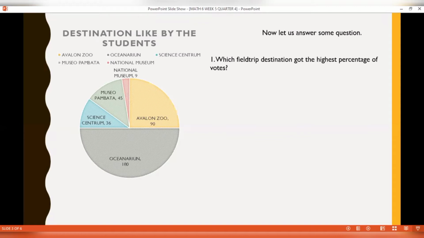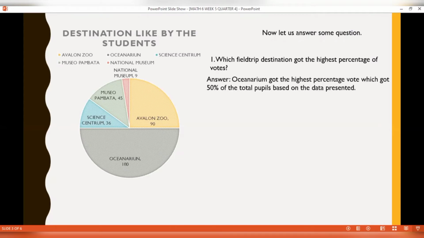Which field trip destination got the highest percentage of votes? Alin ba yung nakakuha ng pinakamalaking vote? Kahit hindi natin alam yung percentage, basta tingnan nyo yung inyong circle graph, alam nyo agad kung alin ang nakakuha ng malaking percentage. And that is Oceanarium. It got the highest percentage of votes, which is 50% of the total pupils based on the data. Siyempre, pinakamadaming boto, Oceanarium, 180 kalahati, which is 50%.